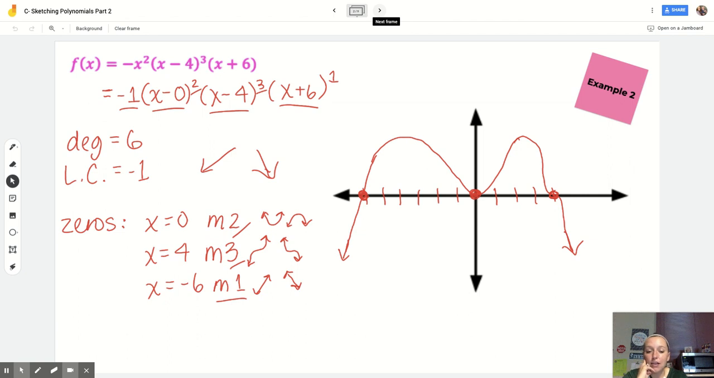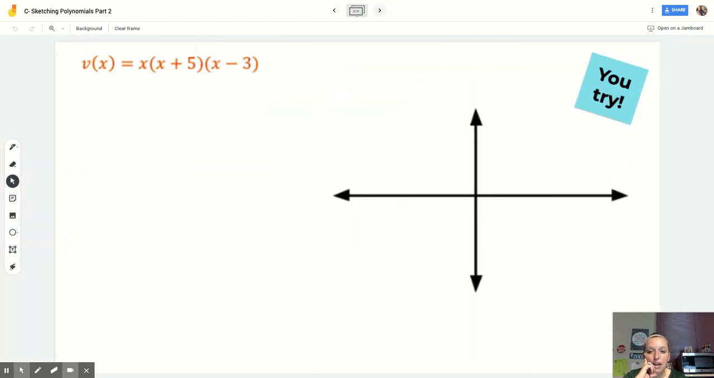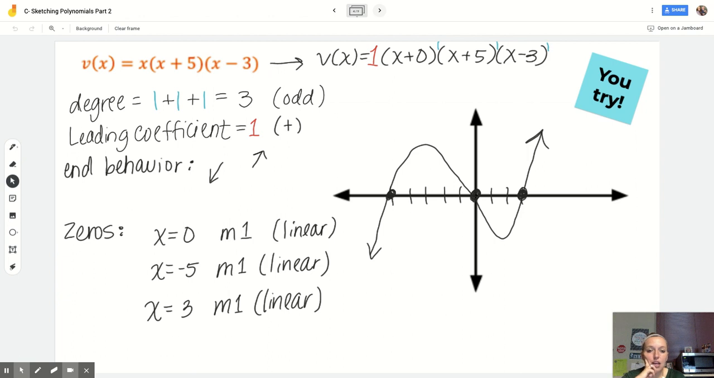Now I'm going to have you try this one, and I'll make it multiple choice for you. See if you can pick the correct graph. If you got it right, you can go ahead and move on. If you didn't get it right, pause the video here and take a look at the explanation and see if you can figure out your mistake.